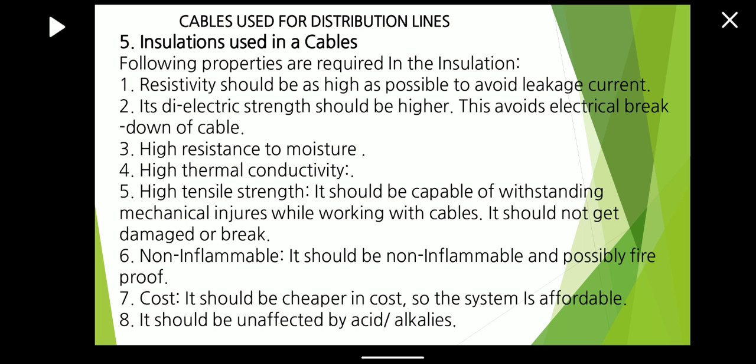Next is insulation used in the cable. Insulation is a very important part of the underground cable. The satisfactory operation, working and the life of the cable depend upon the characteristics of the insulation used. The proper choice of the type of insulation is of great importance. So the following properties are required in the insulation. First one is the resistivity. Resistivity should be as high as possible to avoid leakage current.